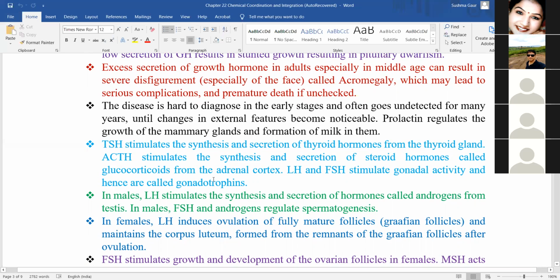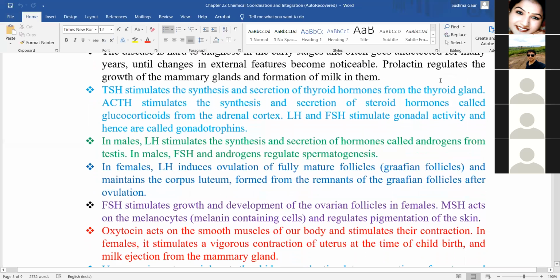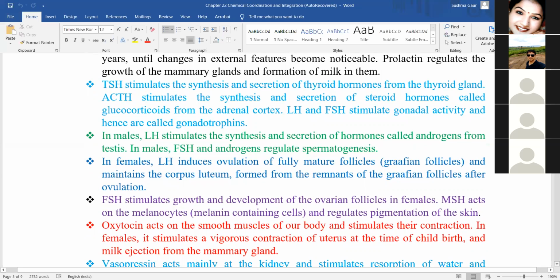Now, thyroid stimulating hormone. Okay, so one more thing you should know about prolactin. If it is asked, what is the role of prolactin? So this prolactin is responsible for growth of mammary glands and formation of milk in women. Okay. So if a question is asked, the milk production in women is because of which hormone, then we have to answer it is because of prolactin.